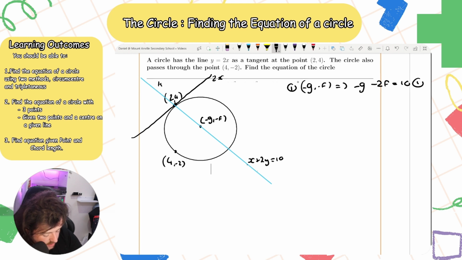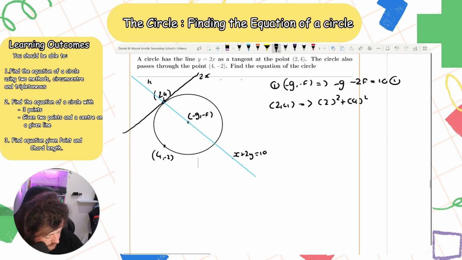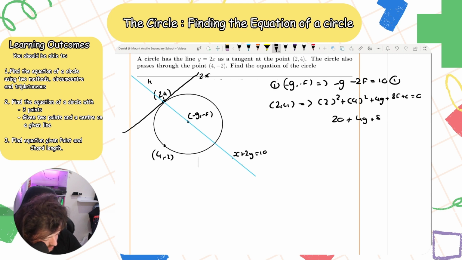That's my first equation. I know the point 2, 4 is on my circle, so sub that in. 2 squared plus 4 squared plus 4g plus 8f plus c is equal to 0. And it's going to be 20 plus 4g plus 8f plus c is equal to 0. 4g plus 8f plus c is equal to minus 20. That is my second equation.